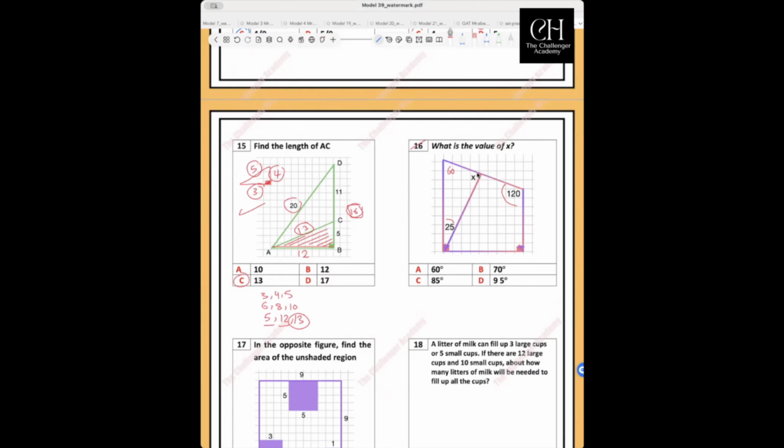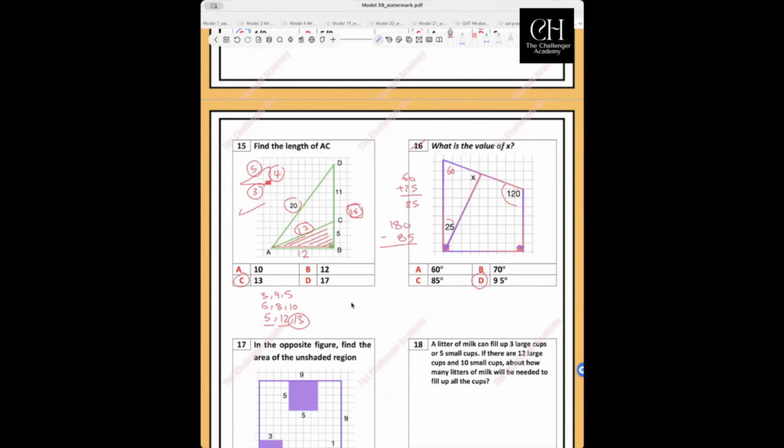Now check this small triangle. We have 60 and 25, and you know that the sum of measures of the interior angles of any triangle equals 180. So at first, you will add 60 plus 25, which equals 85. So the sum of measures of the two angles is 85. Then subtract 180 minus 85. I think it will be 95.